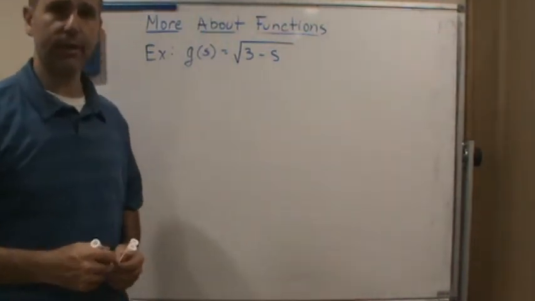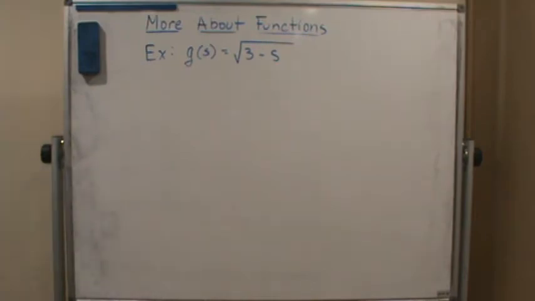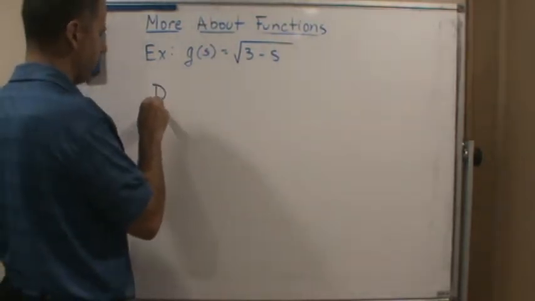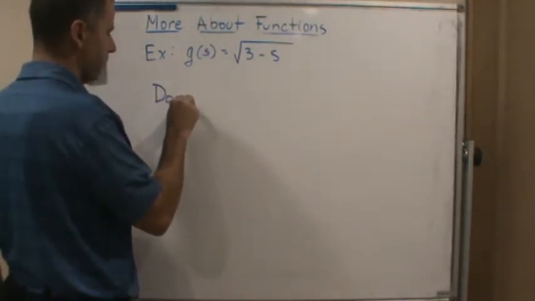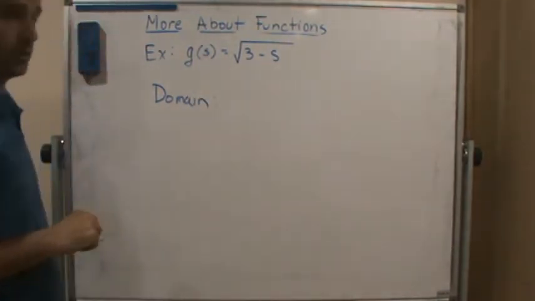Okay, so let's look at this example of a function. Let's see what the domain and the range are going to be. So again, the domain is the set of all values that we can put into the function. So all values of s.